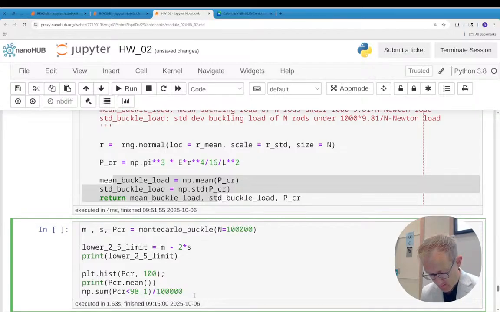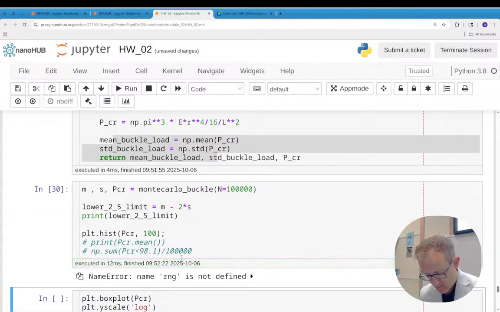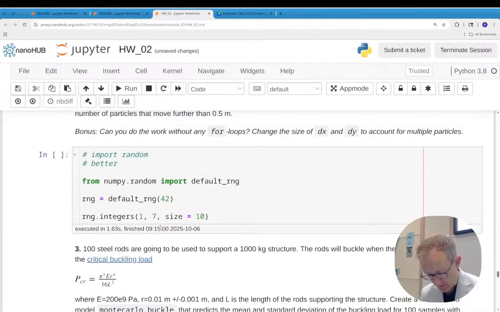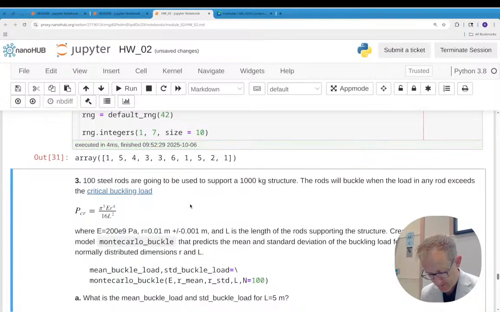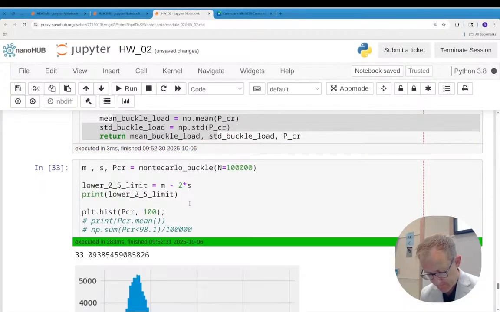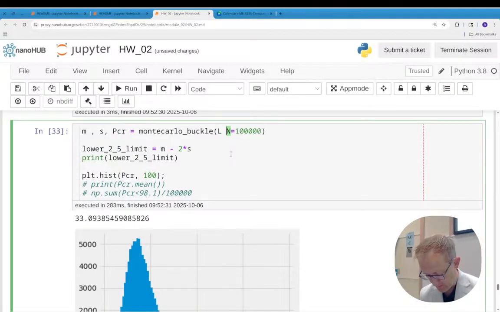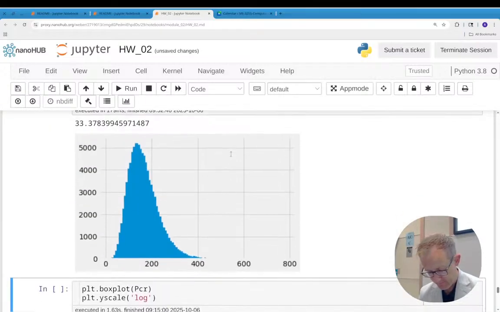And now let's just want to... wait, RNG is not defined. All right, let me define it. Oh yeah, let me put L as 5 because that's the default, right?